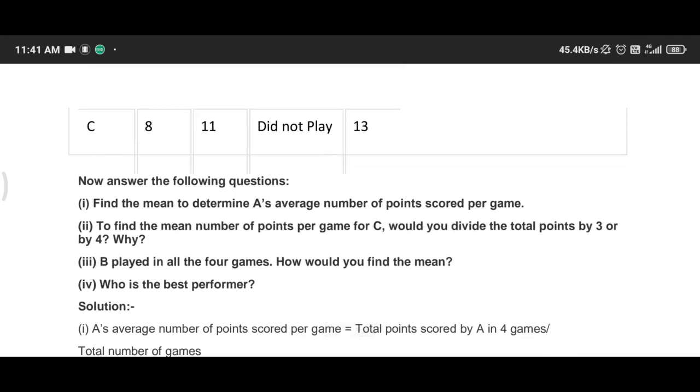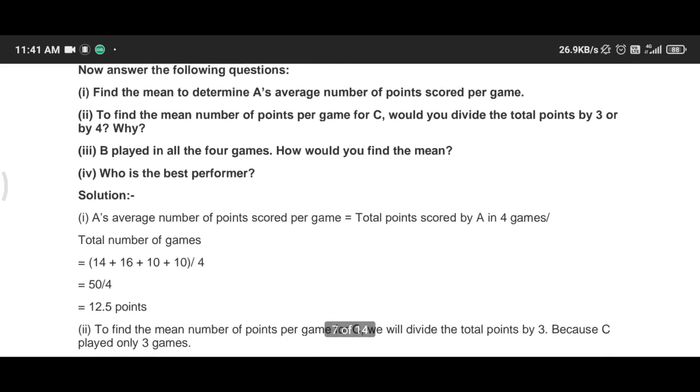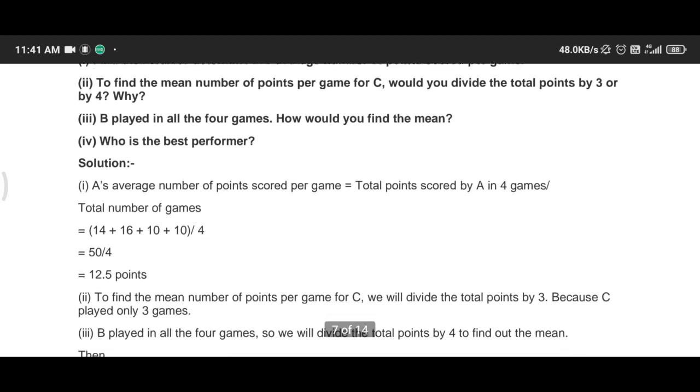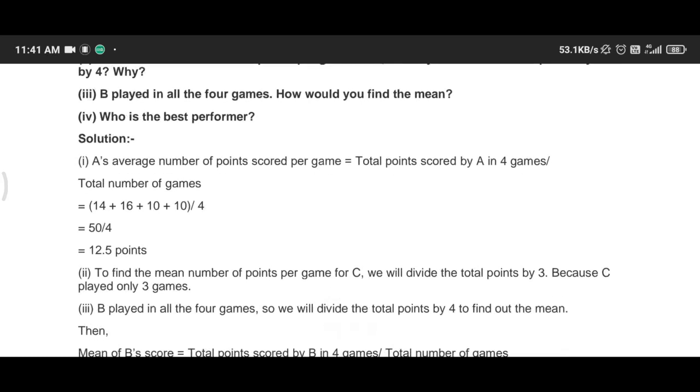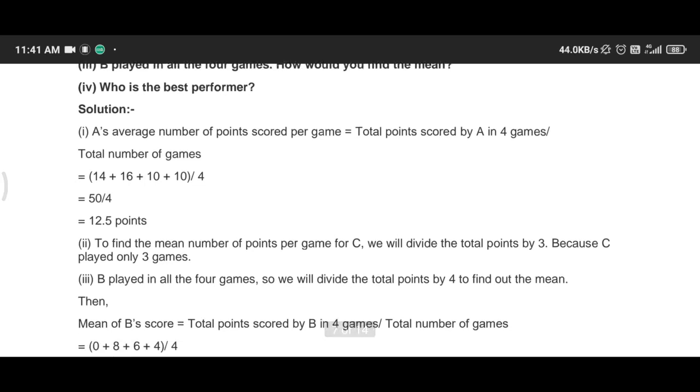Find the mean to determine A's average number of points scored per game. Now, A's average number of points scored per game is equal to the total points scored by A in 4 games upon the total number of games. So, we will add all the scores of A and divide by 4 because total games are 4. So, we have added 14, 16, 10 and 10. So, total is 50 and 50 divided by 4, our answer is 12.5.